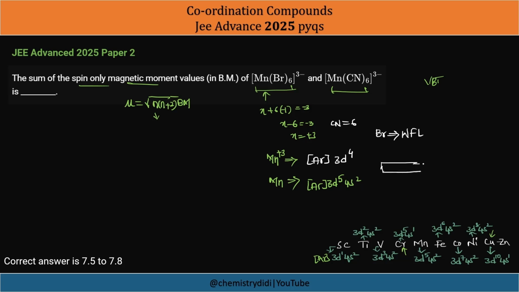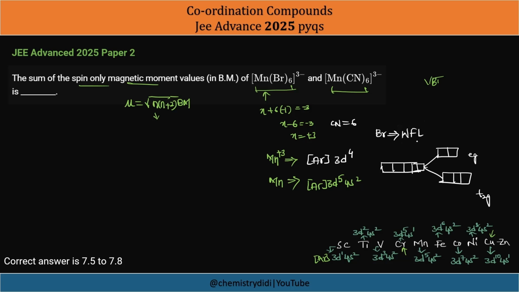So this is a 3d, right? 1 2 3 4. The overall thing is that we need to find out the number of unpaired electrons for both of these complexes. I am trying to do the same thing. Here the splitting takes place like this. This is t2g, this is eg.